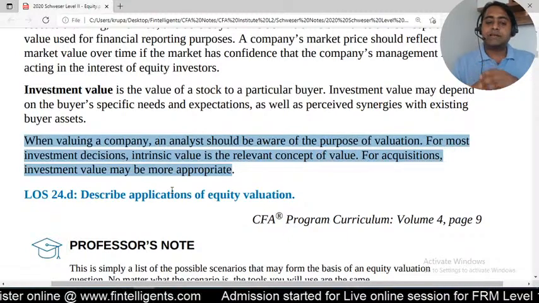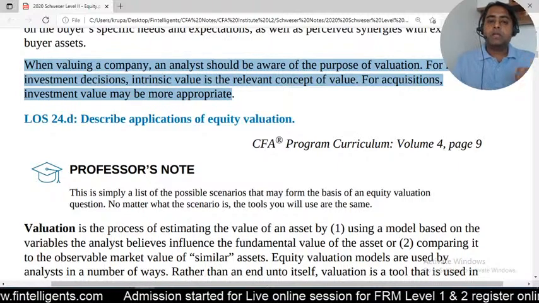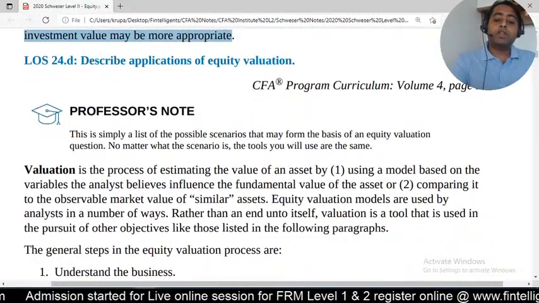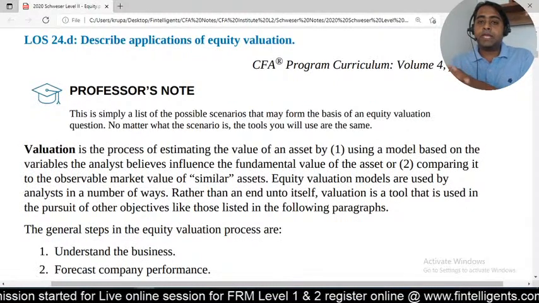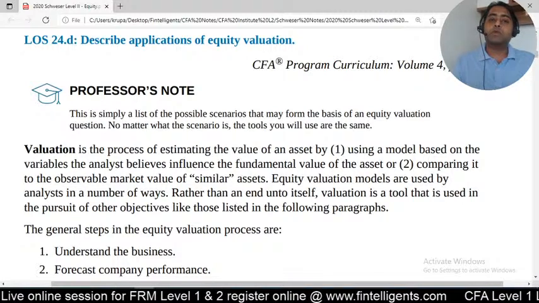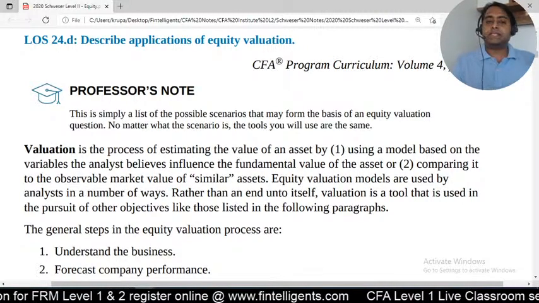I'm moving towards the next learning objective. Describe application of equity valuation. Now, what does it primarily talk about? When you are valuing equity, what all benefit it gives you. Okay. See, first and foremost, the benefit is very, very straightforward, because based on the intrinsic value calculation, you can identify the fundamental value of an asset.